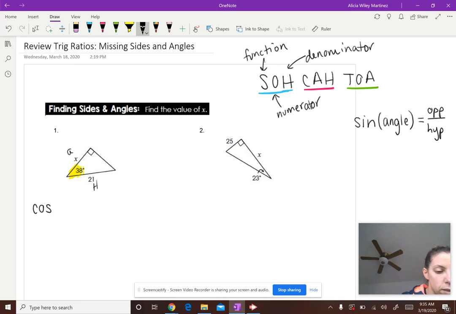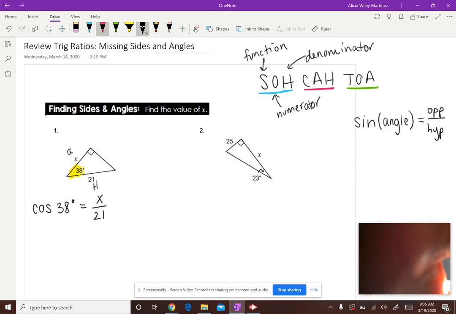Abbreviation for cosine, COS, cosine of the angle. So that's 38 degrees. And then from there, we are setting up our ratio as adjacent side length, which is x, that's what we're going to find, over hypotenuse side length, which is 21. Okay, so now we have to solve for x using the rules that we know about solving equations that we learned way back in Algebra 1.